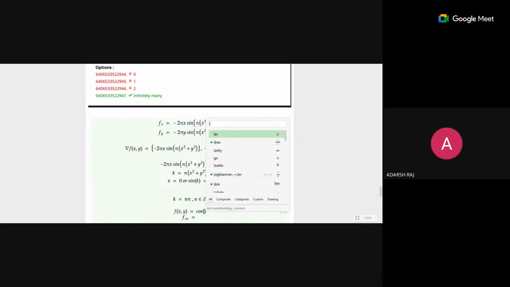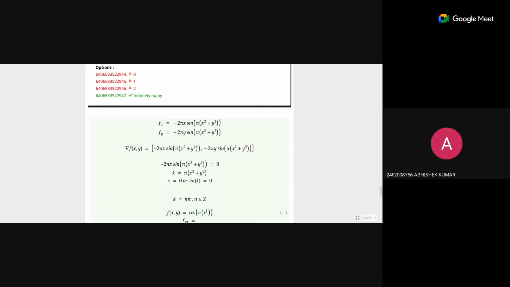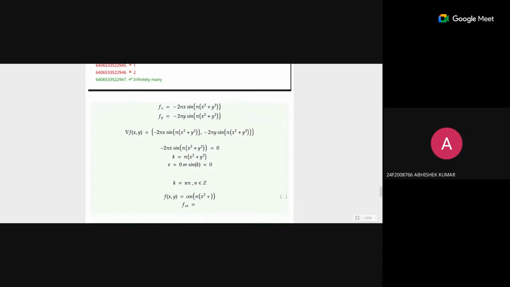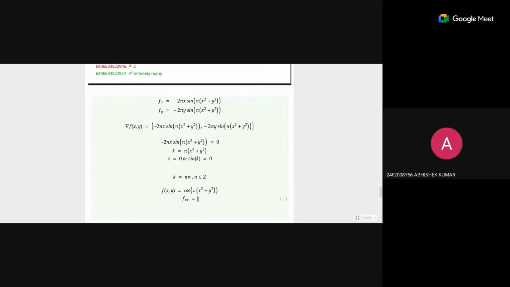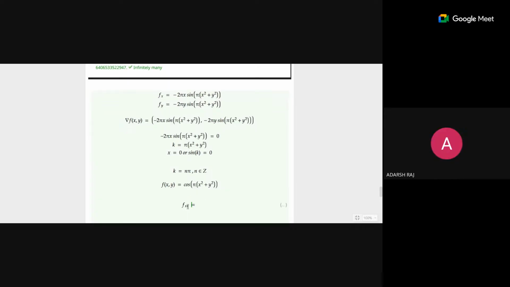I just copy the function here. And what is the function? Cos. You can write fx and fy. It would be easier for calculating both, because we want fx. So you can copy from above, no? Try both. So now compute this one.